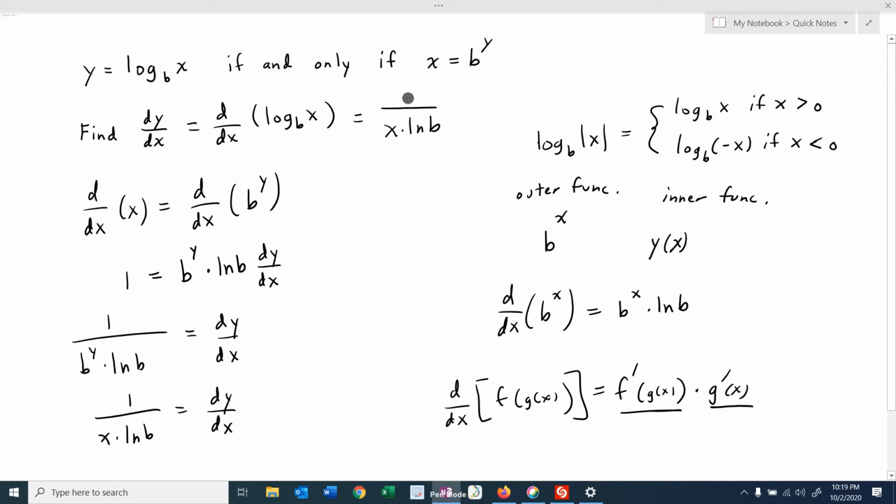Right, now let's extend this to the case where we have logarithm log base b of the absolute value of x. This is actually a piecewise function. So log base b of the absolute value of x is equal to log base b of x as long as x is positive, but it's actually equal to log base b of negative x if x is a negative number. That's the very definition of the absolute value of x.